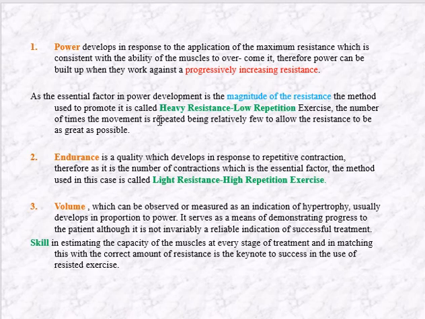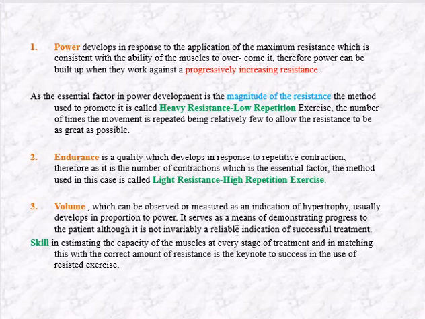The number of times the movement is repeated is relatively few, to allow the resistance to be as great as possible. That means heavy resistance low repetition exercise. Endurance is the quality which develops in response to repeated contraction. Therefore, the number of contractions is the essential factor. The method used in this case is basically called light resistance high repetition exercise.